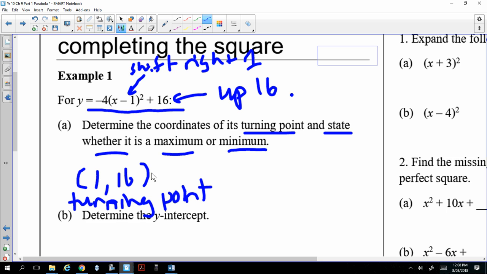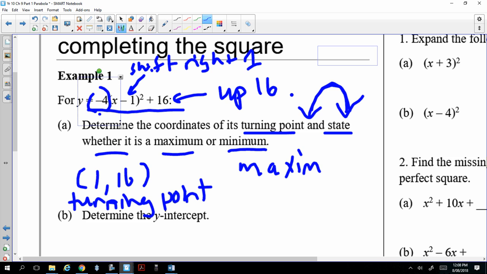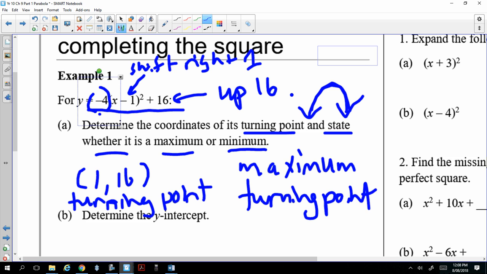Okay. Now, would that be a maximum or minimum turning point? How do we know? Maximum. Why is it maximum? Because it's concave down, right? When you see the -4, it means concave down. So we say this is a maximum turning point. Can you see, when I draw a concave down parabola, the vertex is the highest point. When you draw a concave up parabola, the vertex will be the lowest point. Okay, all right, let's rub this off.